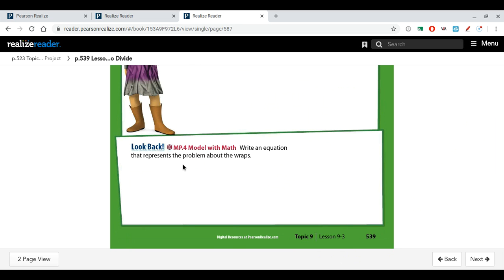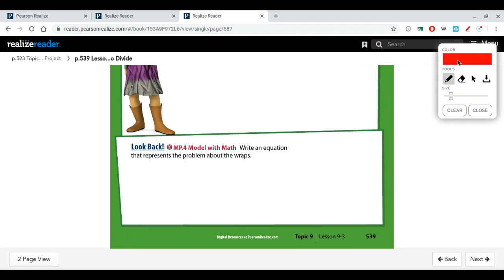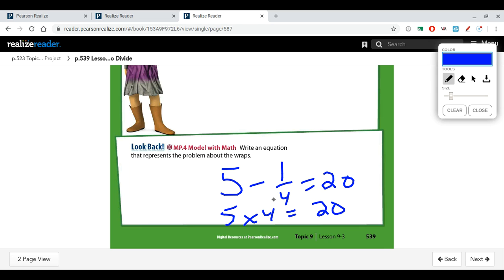Okay, let's move into your look back. Write an equation that represents the problem about the wraps. We were so on it that I already did that. The two equations that I had were 5 divided by 1/4 is equal to 20, or 5 times 4 is equal to 20.